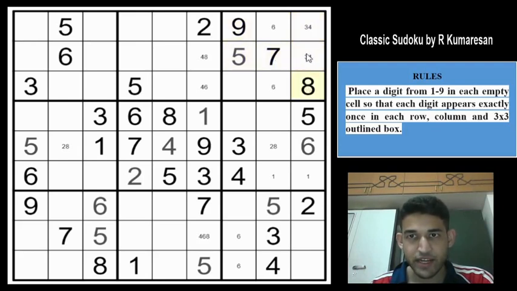So 5, 7, 8, 9, 3, 4. Remaining digits are 1, 2 and 6. So this cannot be a 2. So this is a 1 and 6. This will be 1, 2 and 6 and this will be 1, 2 and 6. So far the progress has been very clean.